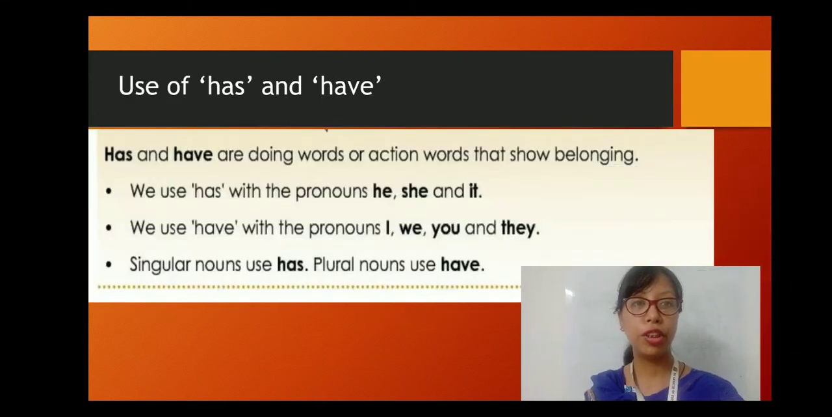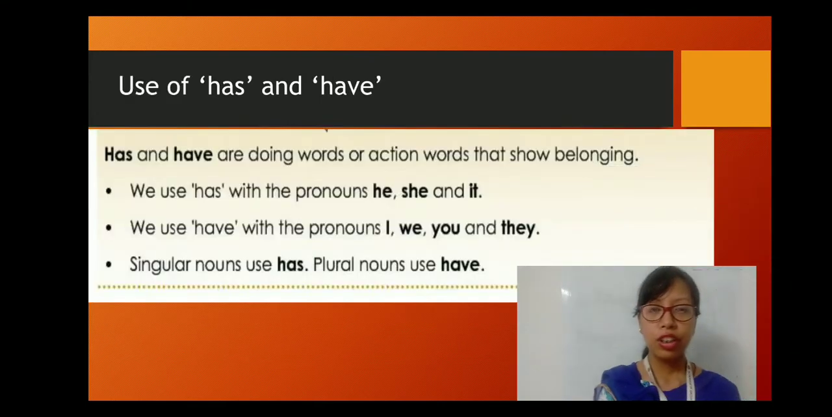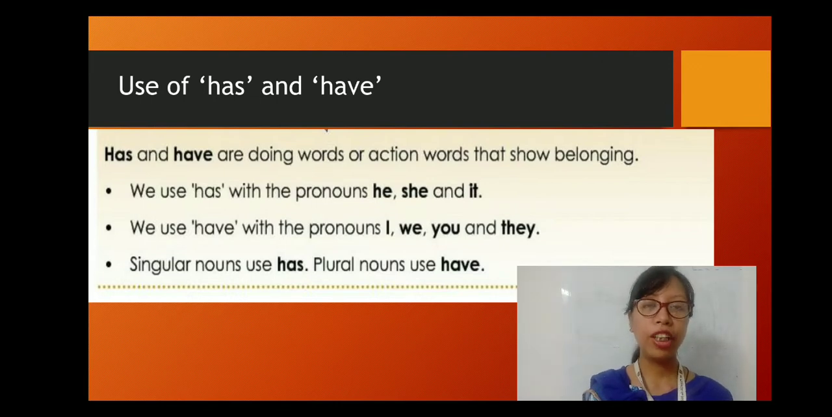Now let's come to the use of has and have. So when do we use has and have? Has and have are doing words or action words that show belonging, which I have already discussed. We use has with the pronouns he, she and it. We use have with the pronouns I, we, you and they. Singular nouns use has, plural nouns use have. Now, I guess you have noticed, he, she and it, these three are singular, right? So we are using has.